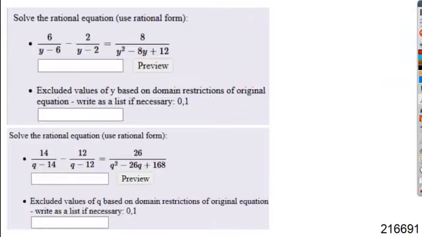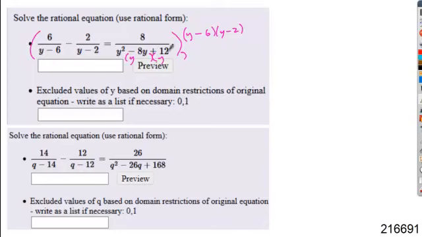In a similar way, there are some questions that give you multiple binomial factors, and you're asked to solve. If you are looking at a problem like this, again, you would multiply everything by the LCD. Well, you know that you need a binomial factor of y minus 6 as one factor, and a binomial factor of y minus 2 for the second fraction.